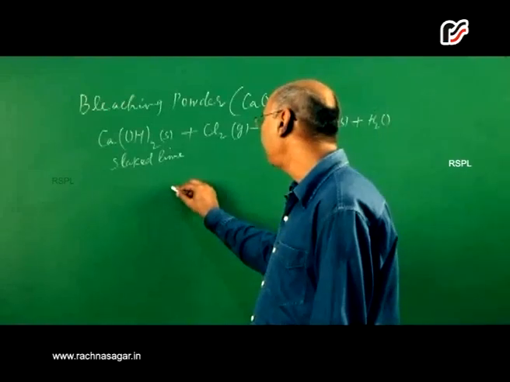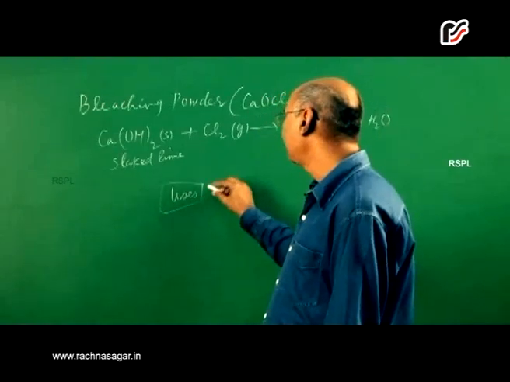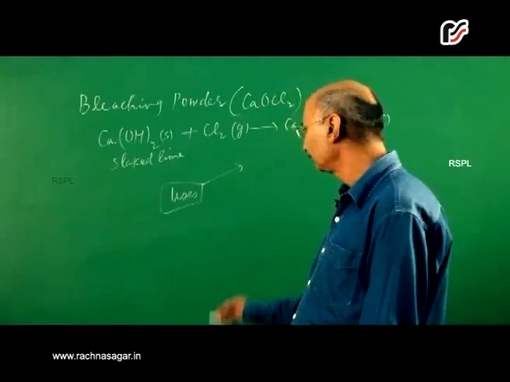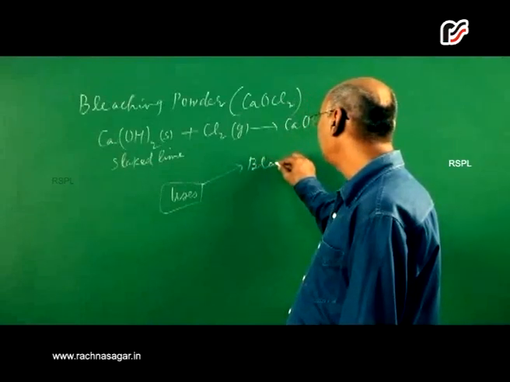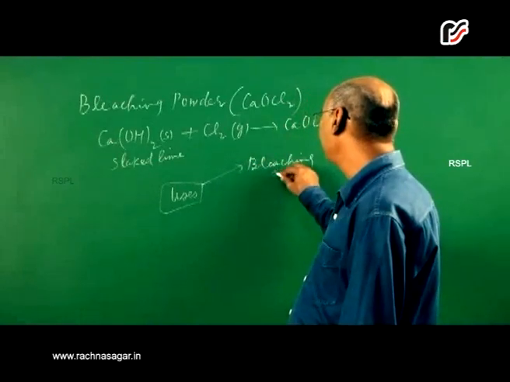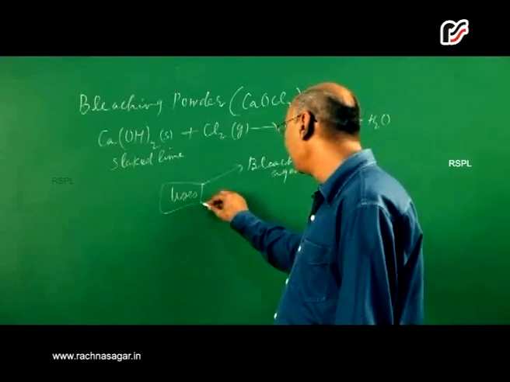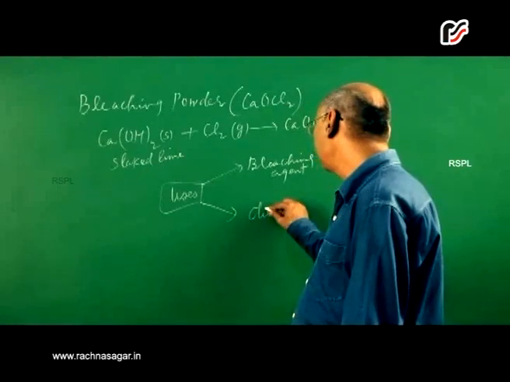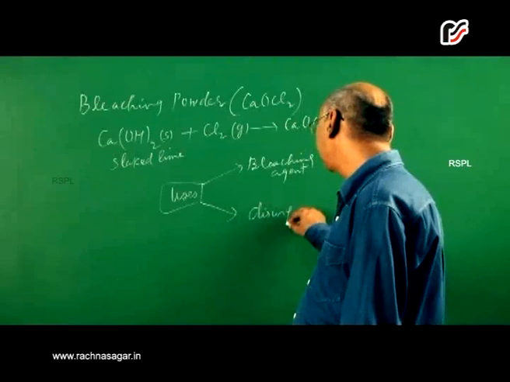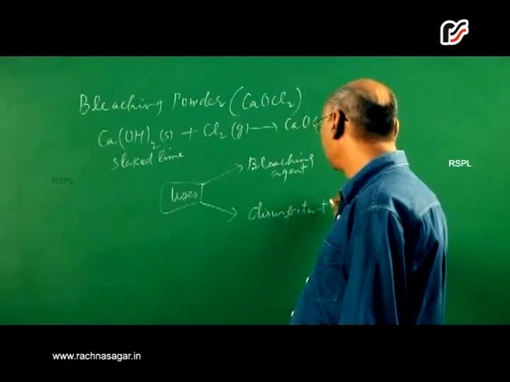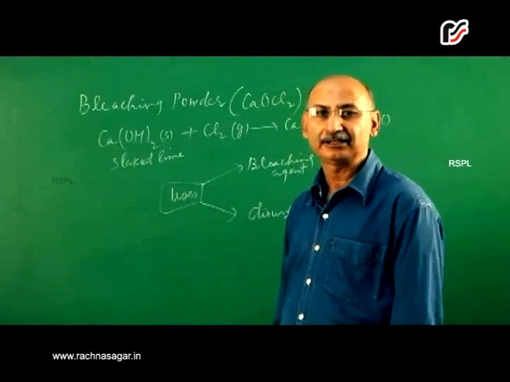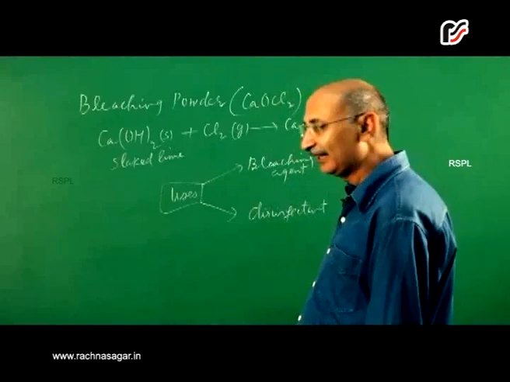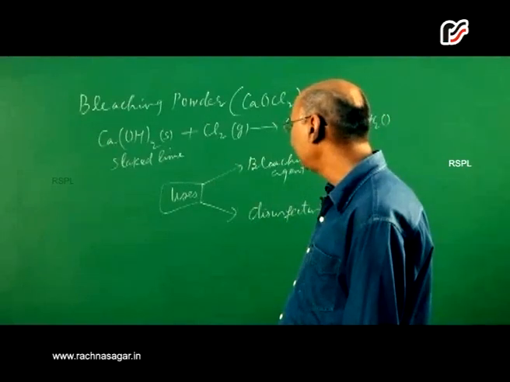Now let's take up uses of bleaching powder. Tell me what are the uses of bleaching powder? It is used as bleaching agent in paper and textile industries. That is absolutely correct. It is used as bleaching agent in textile and paper industry. Any other use? It can be used as disinfectant. That's right. What is disinfectant? Disinfectant kills microorganisms or germs present in drinking water. So the drinking water which you get is chlorinated, or a calculated amount of bleaching powder is added.